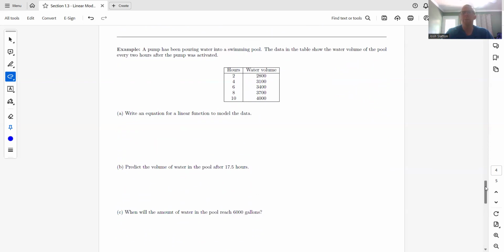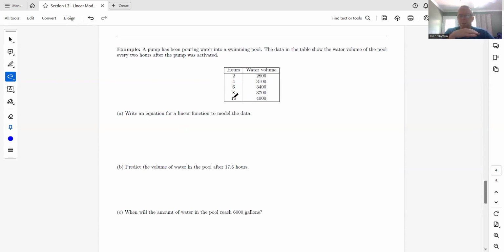All right, so the pump has been pouring water into a swimming pool. The data in the table show the water volume in the pool every 2 hours after the pump was activated. Write an equation for a linear function to model the data. So this one, now not all of them, just because you have a table doesn't mean you can do this, but in this case, we go up 2 hours, we go up 300. We go up 2 hours, we go up 300. So this is actually very uniform. These fit on a line.